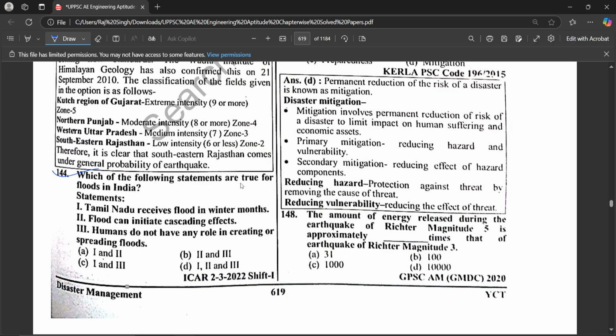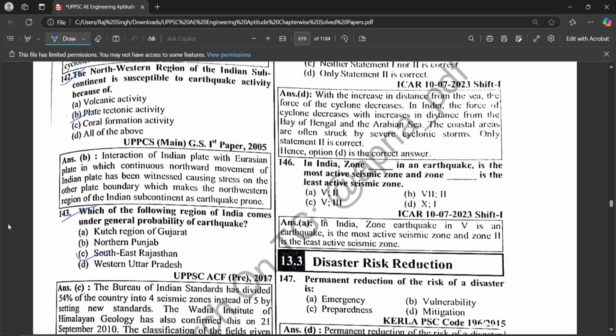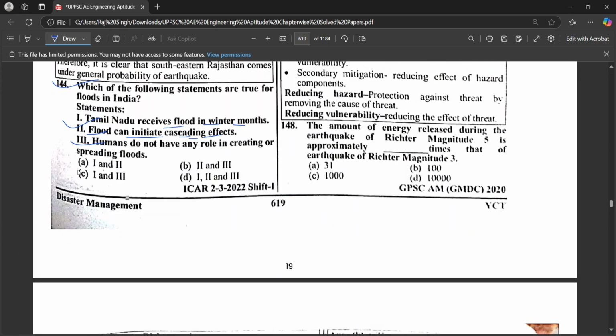Which one of the following statements is true for floods in India? Tamil Nadu receives floods in the winter month. Floods initiate a cascading effect. Humans do not have any role in creating or spreading floods. Hence, the correct statements are 1 and 2.